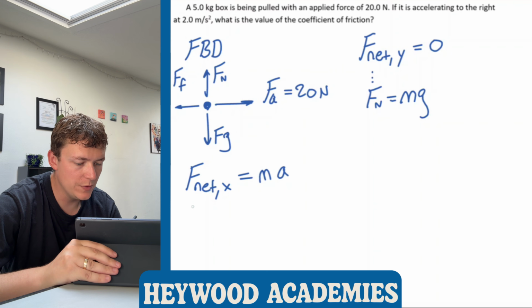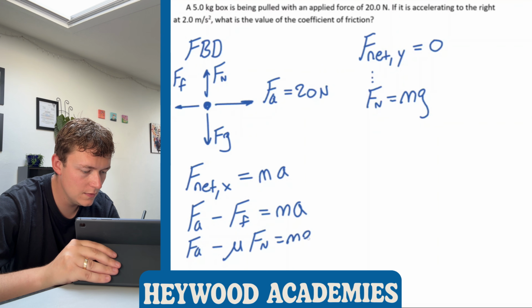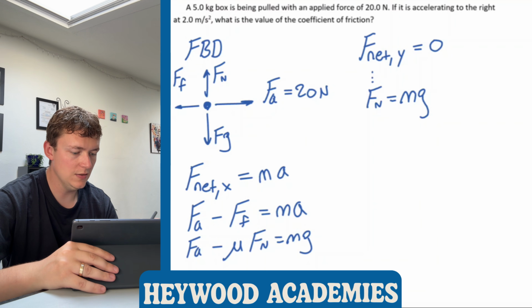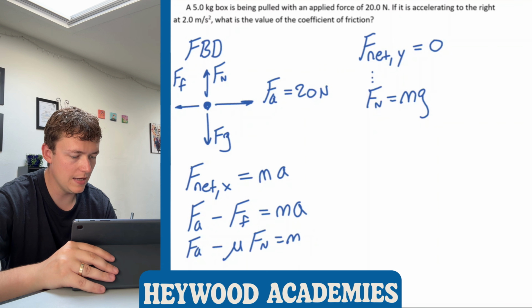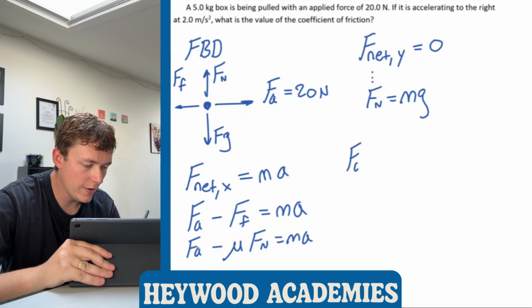So now that we've got that, we can say that our applied force minus our friction force is equal to mass times acceleration. And that friction force, we know that should be mu times Fn. We also know that the normal force is equal to mg. So if we sub all that in, we get that the applied force minus mu mg is equal to ma.